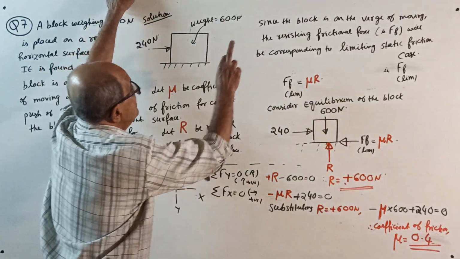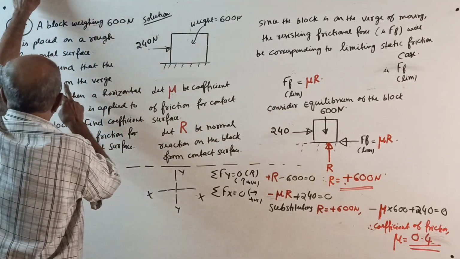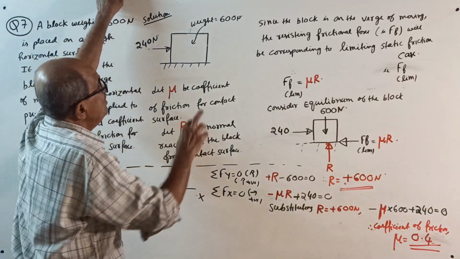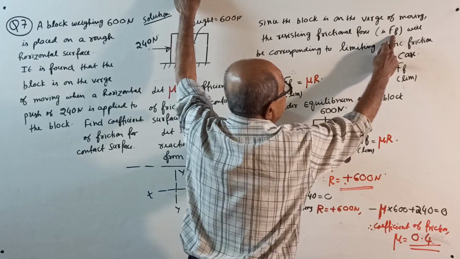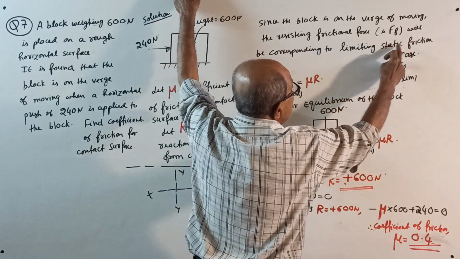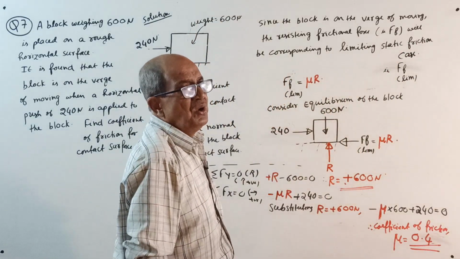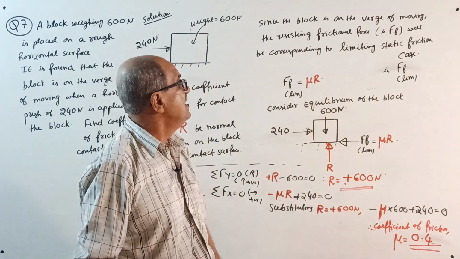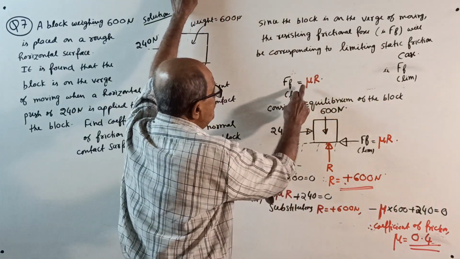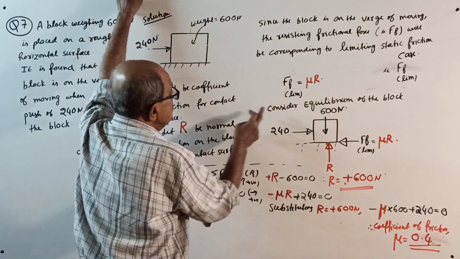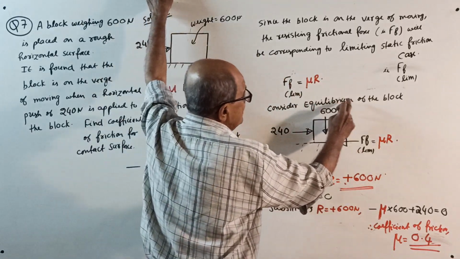Then, they told that when you apply 240 Newton, the block is on the verge of moving. Therefore, since the block is on the verge of moving, the resisting frictional force, FF, will correspond to the limiting static friction case, called FF limit. I told you, whenever the body is on the verge of moving, it is called limiting friction, FF limit. FF limit equals mu into R. R also is unknown at present. So, consider equilibrium of the block.